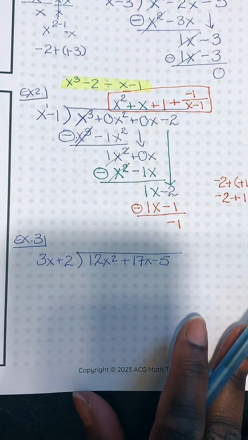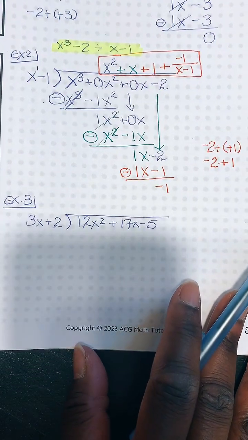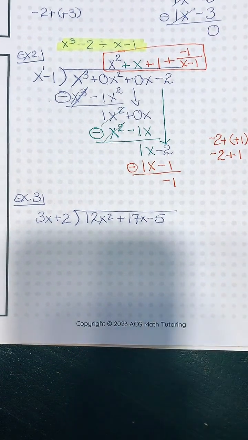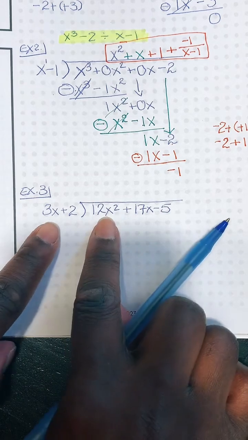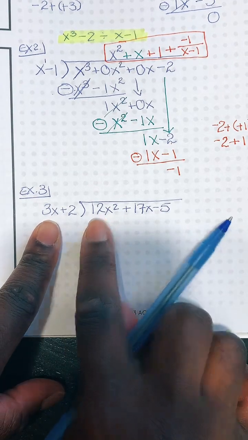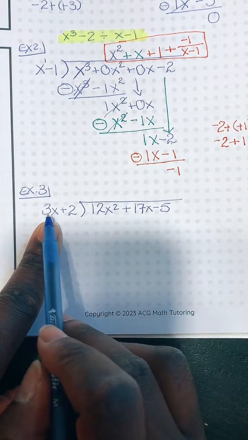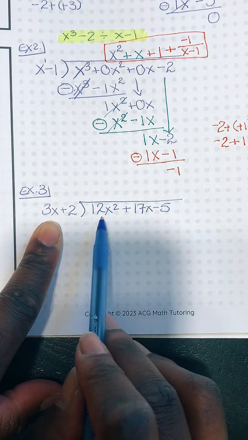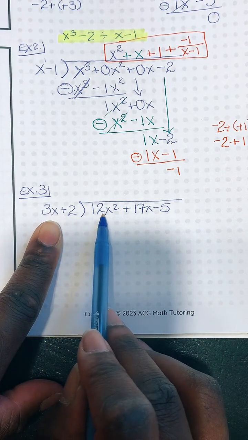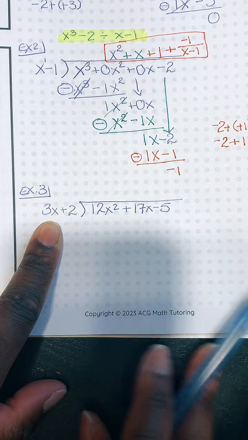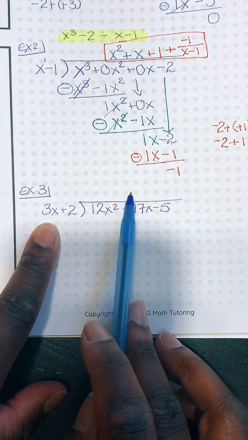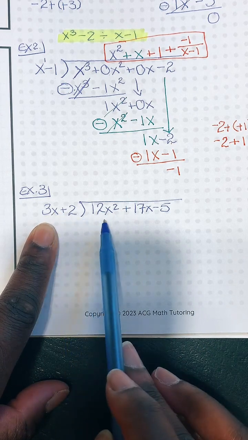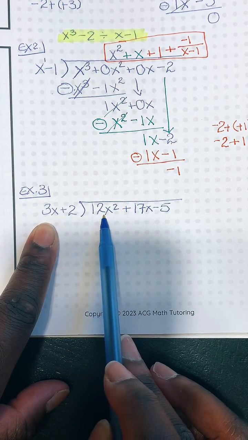All right, so let's breathe and walk our way through it. We have to think of the first two terms. What times 3x will give me 12x squared? So we're not canceling anything out right now. First step, what times 3x gives me 12x squared?